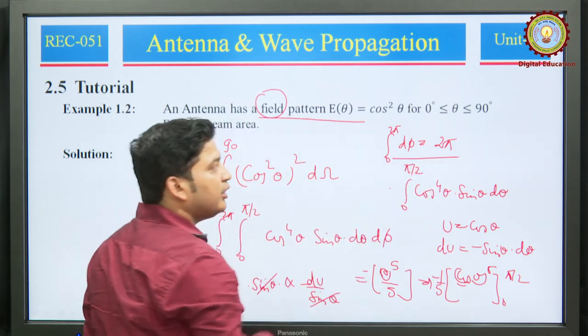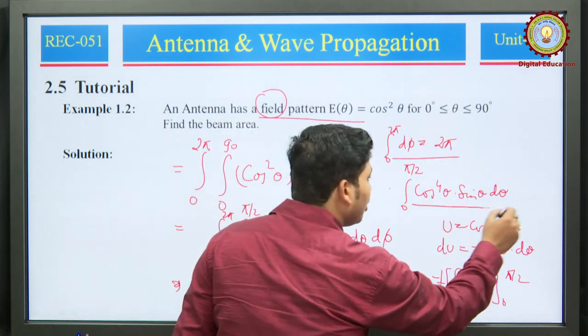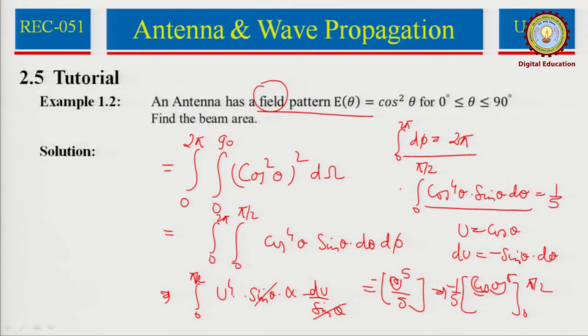From the first integration we get this value 2 pi. From the second integration how much do we get? 1 by 5. So, the final answer, this beam area, is nothing but 2 pi into 1 by 5, or 2 pi by 5 steradian. This is your final area.